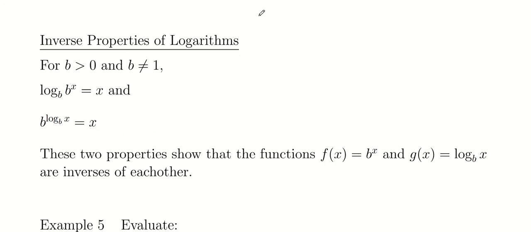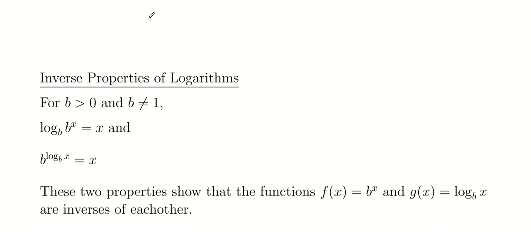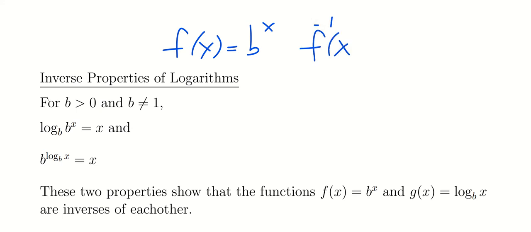One of the things that's nice about logarithms is they actually finally give us an inverse to our exponential functions. If you have the function f of x equal to b to the x, it's a 1-to-1 function. If you were to graph it, it passes the horizontal line test. Therefore, it's going to have an inverse. The inverse function of the exponential function b to the x is the logarithmic function with base b.